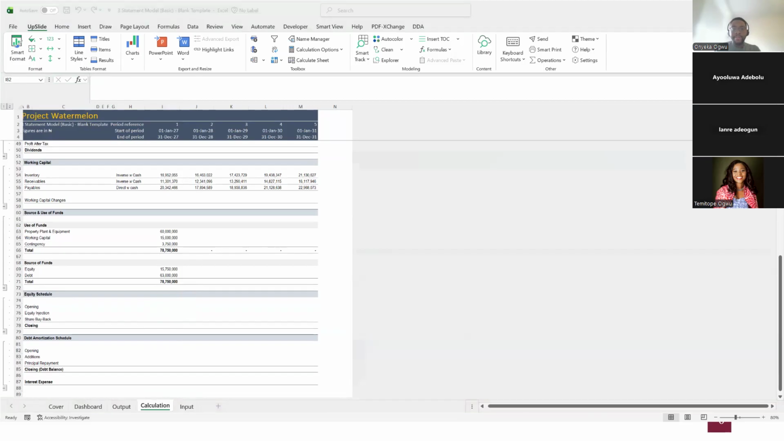Sorry to draw us back. Do you mind going over use of funds again? So use of funds is, pretty much, the business is starting, right? And we need to do certain things. What are the things we need to do, right?